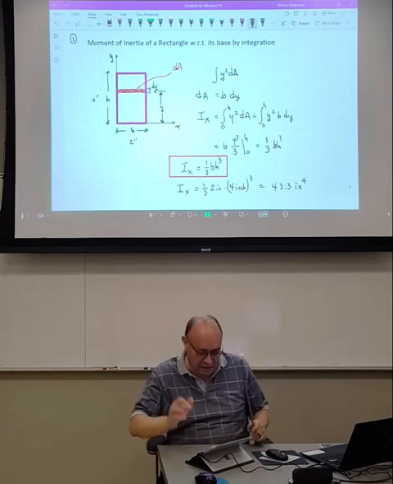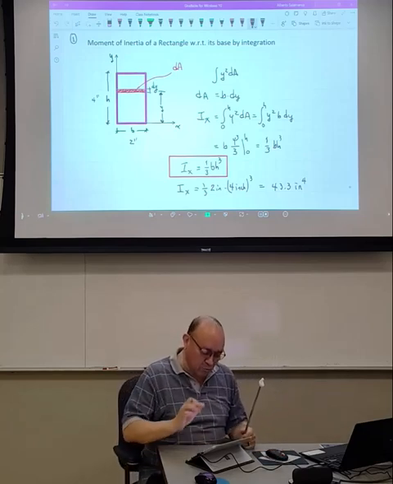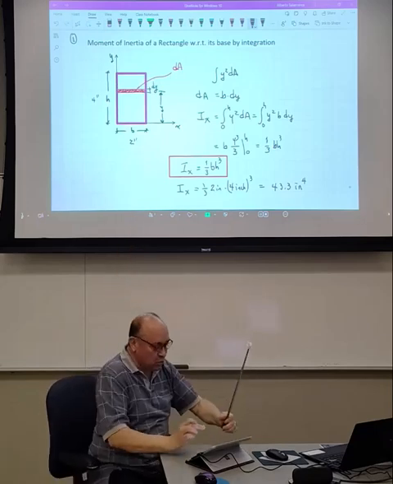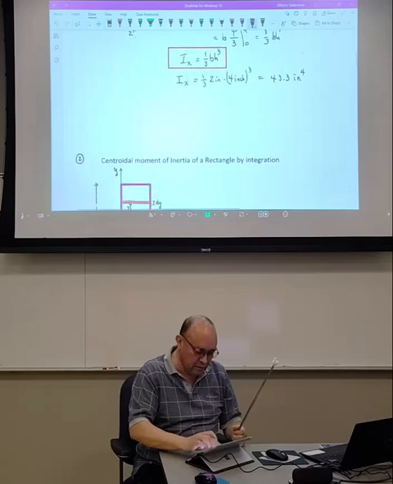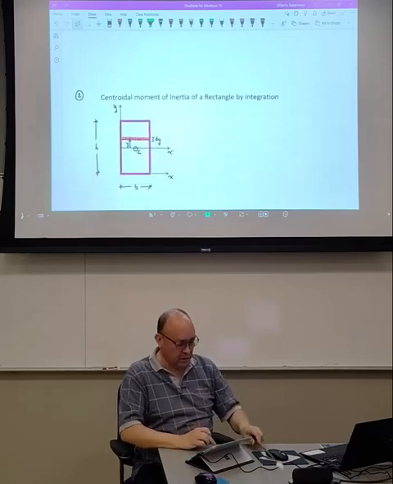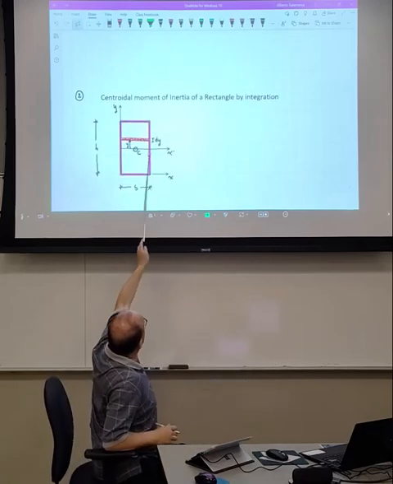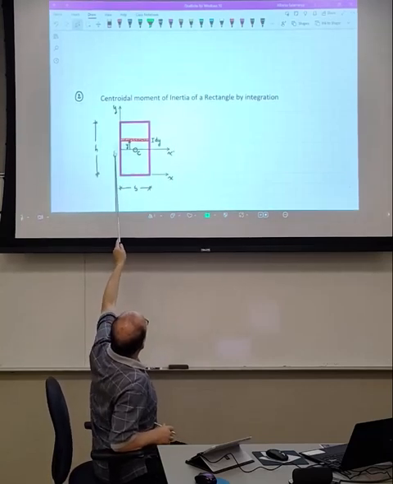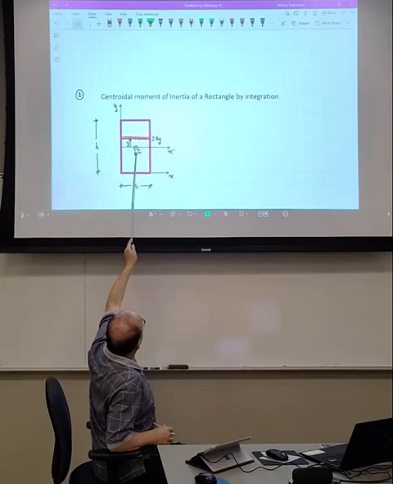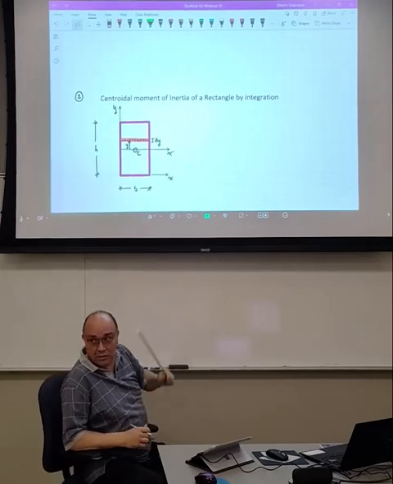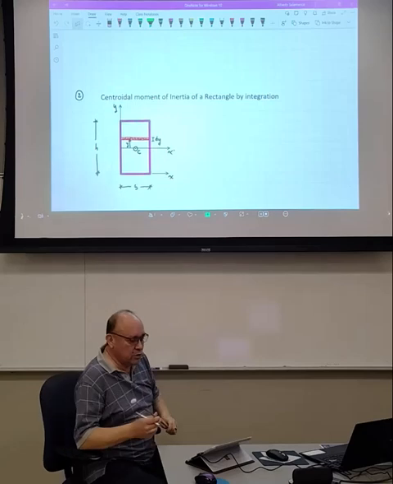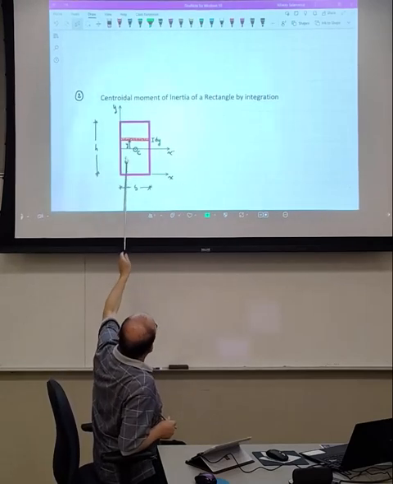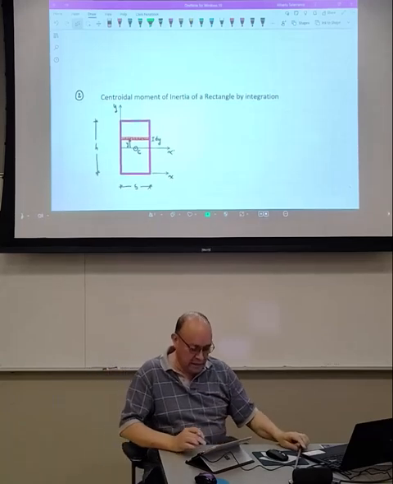Let's do another one just to practice. Let's do the moment of inertia of the same cross-sectional area, but with respect to the centroidal axis, with respect to x prime. This, as I said, is more useful in all structural calculations. This is a centroidal axis. It's called centroidal because it goes through the centroid of the cross-sectional area. So we're going to calculate the centroidal moment of inertia of a rectangle by integration. Let's do that one just to practice.